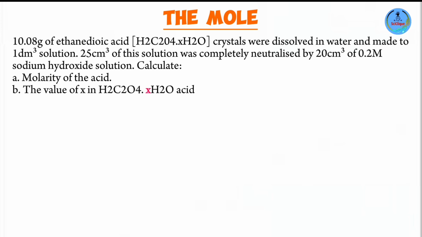Okay, now guys, by the way, I forgot to mention this. The reason why you are seeing a dot and then X H2O is because this is a hydrated salt. It has water of crystallization. Now we need to find out how many moles of water of crystallization is present in 1 molecule of the acid. Okay, let's talk about ethanedioic acid. So this is simply another name for an acid called oxalic acid. You might have heard of it.